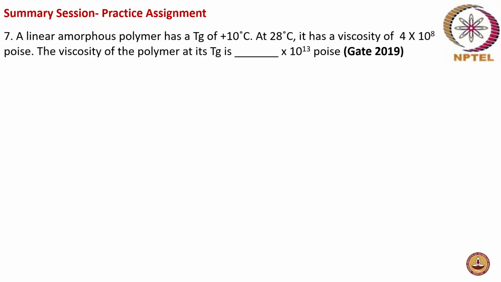A linear amorphous polymer has a glass transition of 10 degrees. At 28 degrees, it has a viscosity of 4 into 10 power 8 poise. The viscosity of the polymer at its Tg is dash into 10 power 13 poise. This is a GATE question. So now, what relation are we supposed to use?